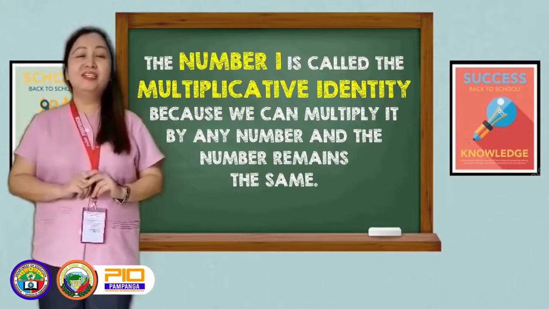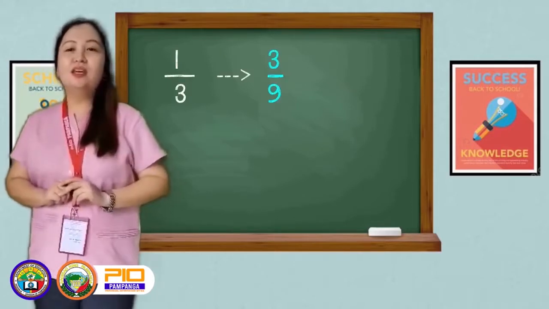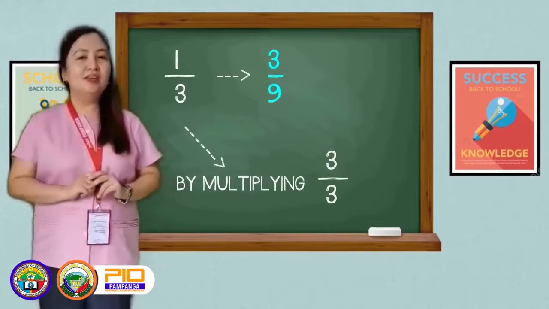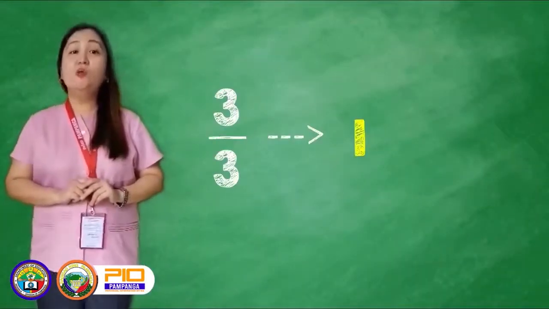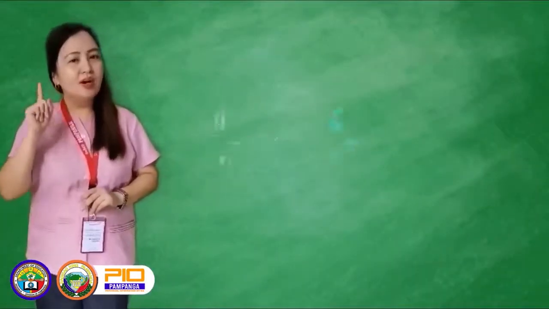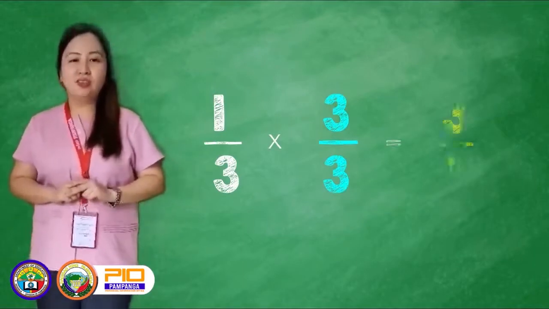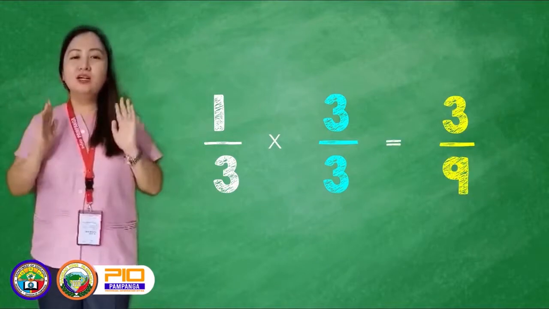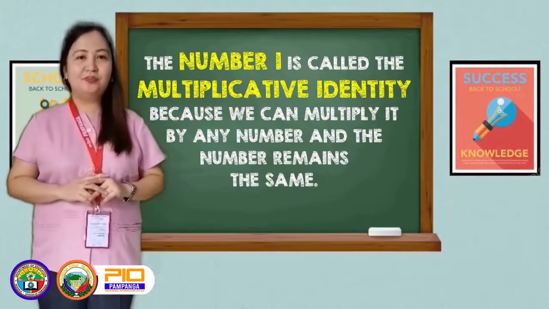Like for example 1/3. We can change 1/3 into an equivalent fraction by multiplying by 3/3. In 3/3, 3 divided by 3 is 1. Multiplying by 1 in the form of 3/3 turns it into the equivalent fraction 3/9. Hope this trivia will add to your knowledge about numbers and fractions.